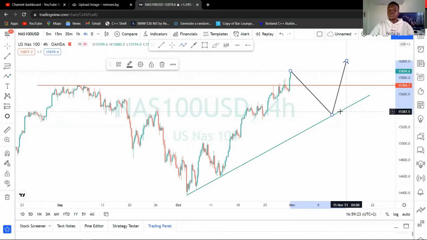If the market decides to pull back to this trend line, we're going to focus on buying the market because we are in an uptrend. In an uptrend, we are buying the market. In a downtrend, we are selling the market.